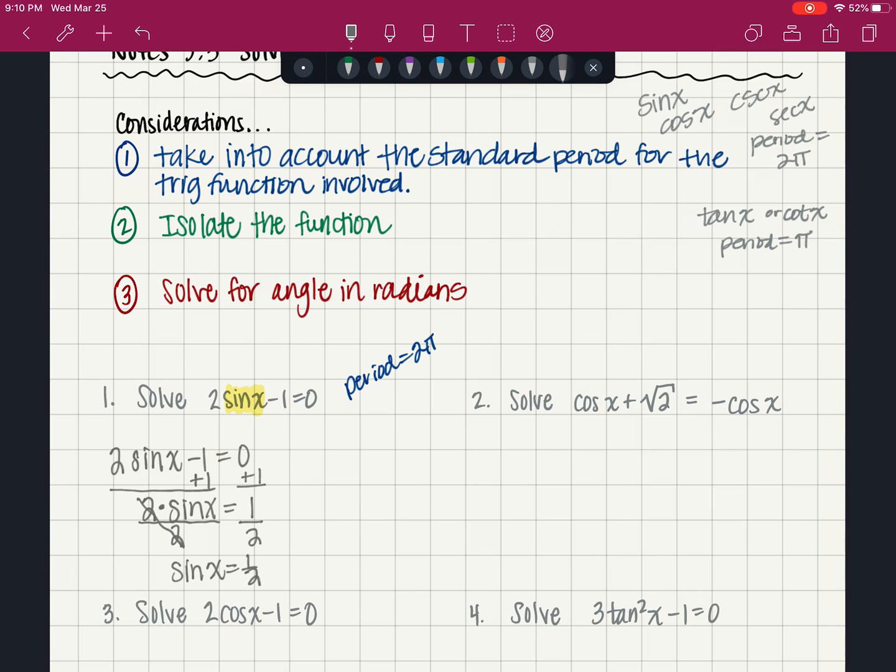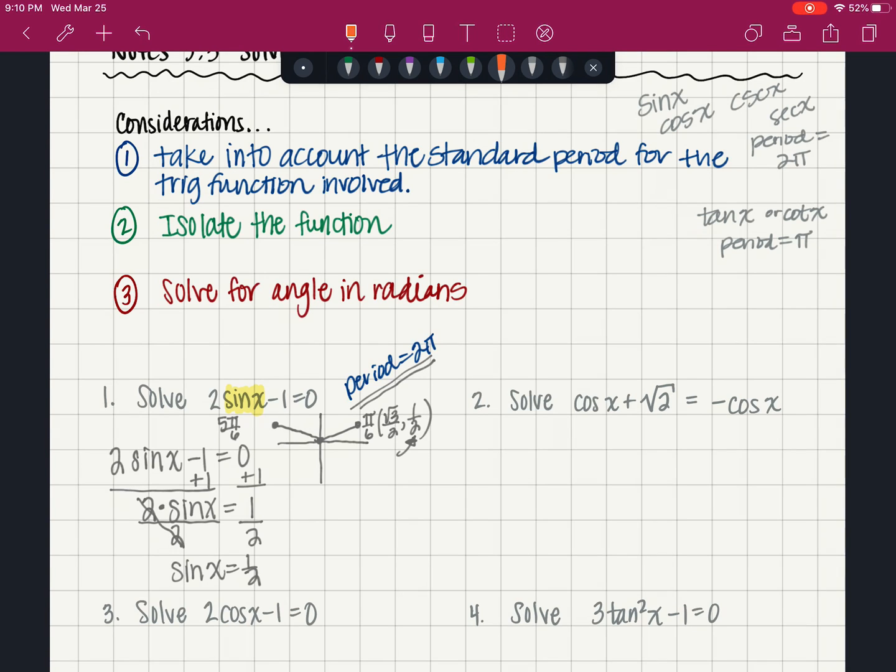Now there are 2 places in that period of 2 pi where the sine of x is equal to 1/2. So I'm just going to draw a quick picture here. We've got pi over 6. That has an ordered pair of square root of 3 over 2 comma 1/2. So the sine value is y. So pi over 6 is one location that gives me a 1/2. And the other angle in radians is 5 pi over 6.